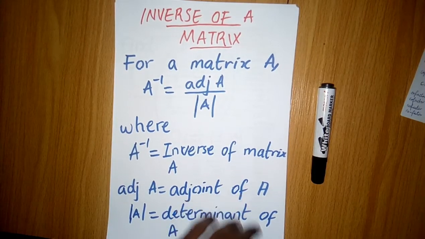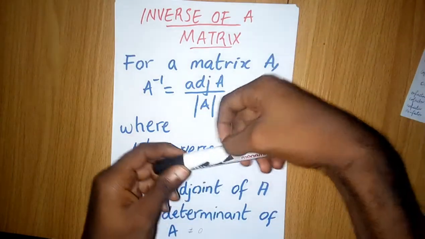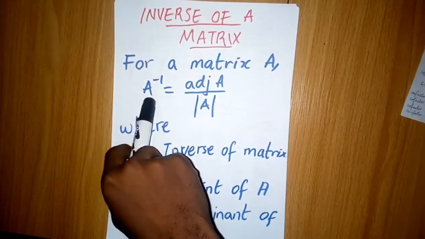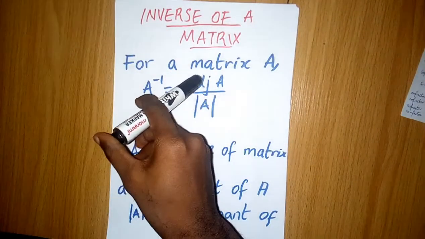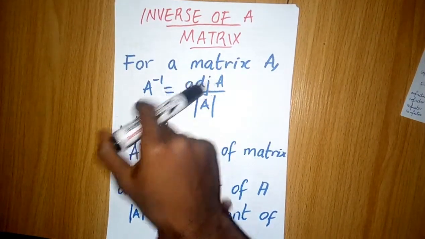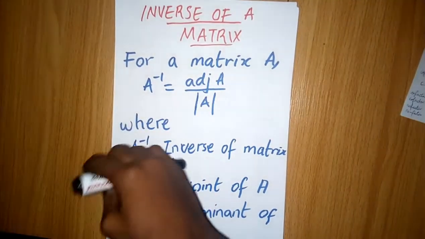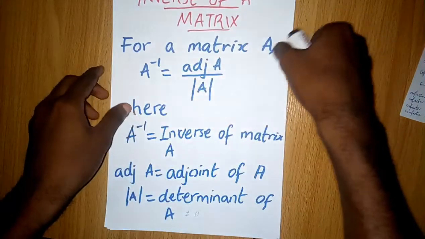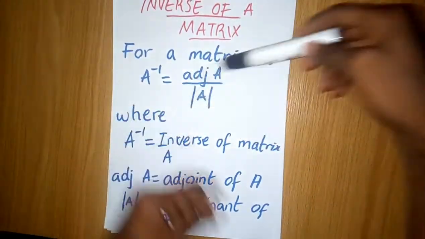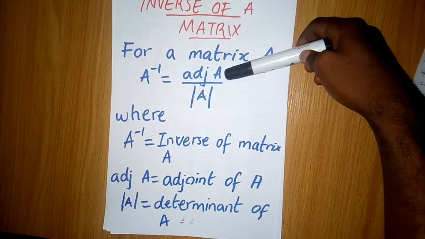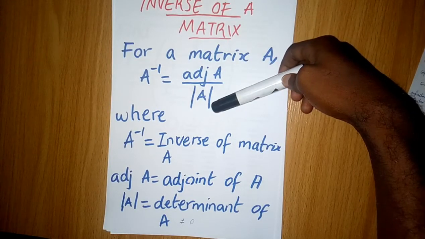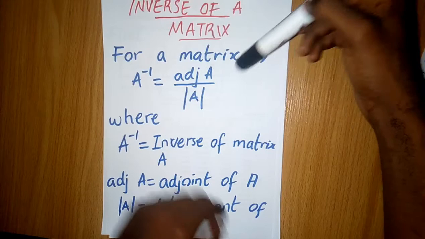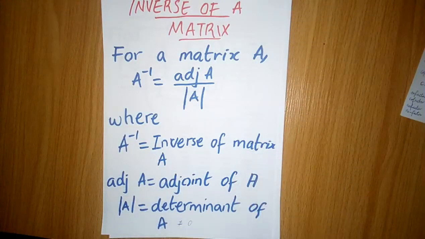So what is the inverse of a matrix? For a matrix A, the inverse of A is the adjoint of A divided by the determinant of A. If you notice, we have been going on a progressive note, so we have to look at what the adjoint is and what the determinant of a matrix A is. That's just what the inverse of a matrix is.